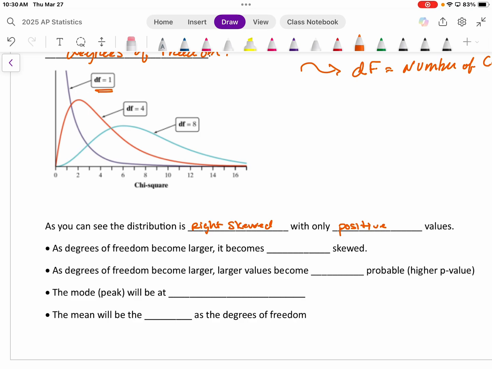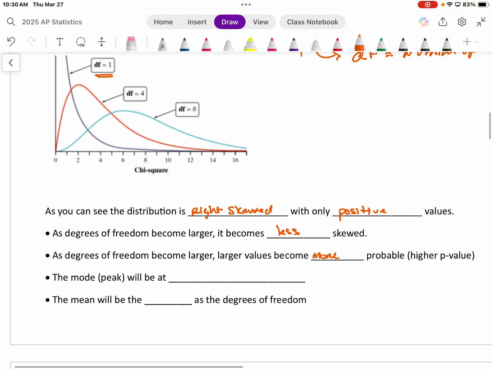As degrees of freedom become larger, it becomes less skewed. As degrees of freedom become larger, larger values become more probable, so a higher p-value. The mode, or the peak, is going to be at the degrees of freedom minus 2.